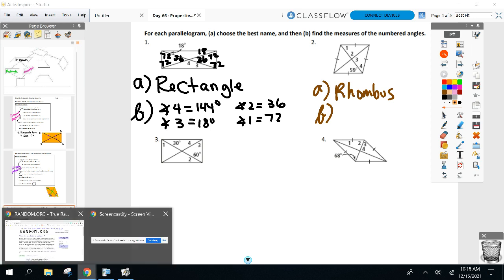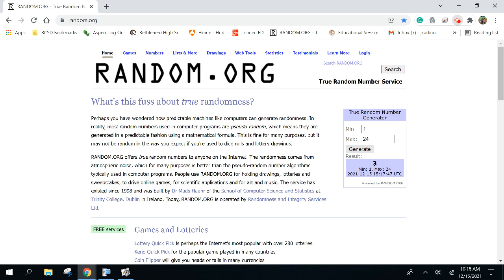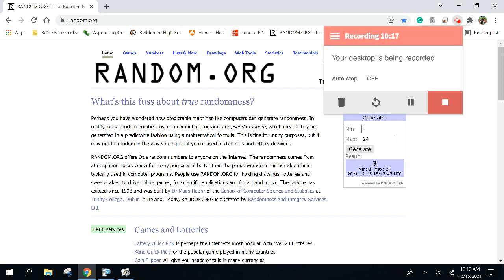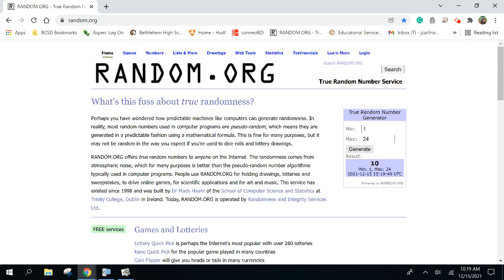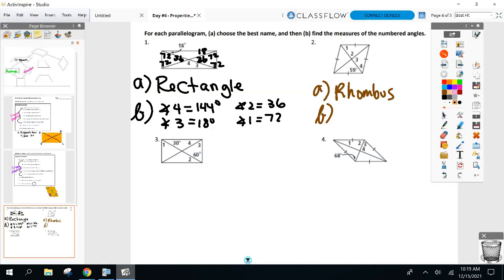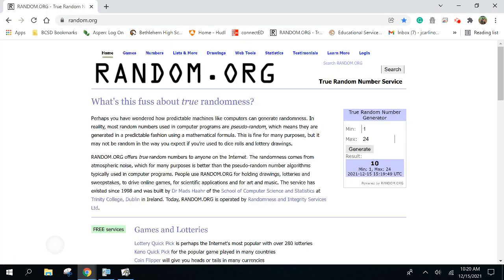One's 50. Okay, let's get it started. Give me an angle you're confident in. Angle 3 is 90. It's a property. Diagonals are perpendicular. They form right angles. That's it. Diagonals are perpendicular. So you get 90 degrees there.